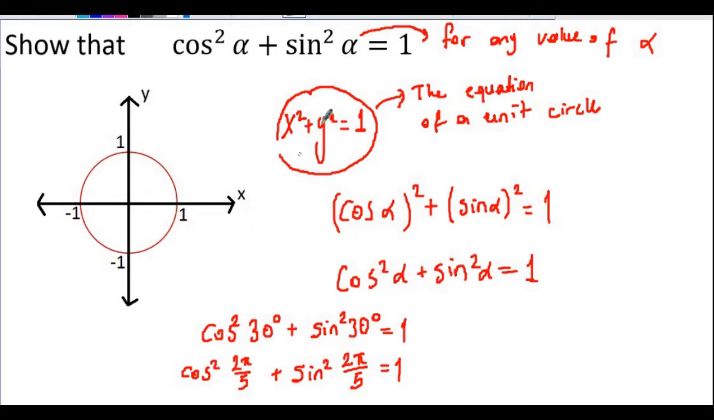The important thing is these angles must have the same measure. You cannot write cosine squared of x plus sine squared of y is equal to 1. You cannot write cosine squared of 25 plus sine squared of 55 is equal to 1. It's not correct. These values must be the same.